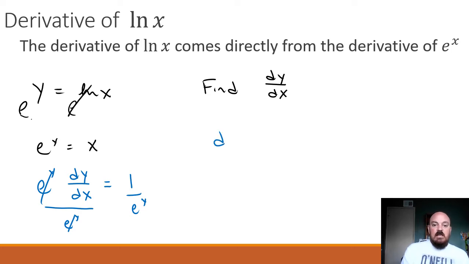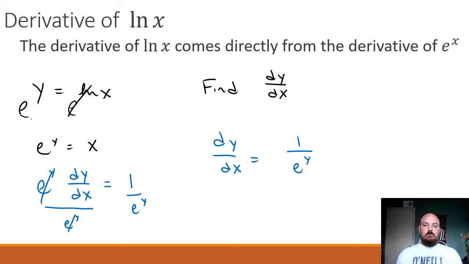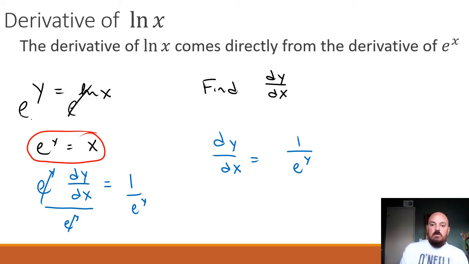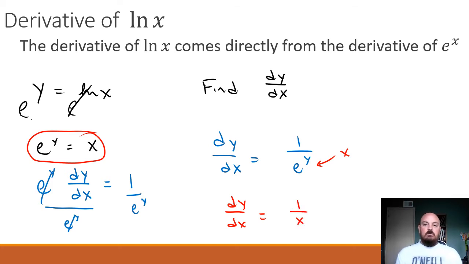So what I have right now, dy/dx, which is what I was trying to find, is 1 over e to the y. But we don't really want our answer in terms of y. We want our answer in terms of x. But fortunately, we have this nice easy substitution right here. I already know that e to the y equals x. So all you have to do is do that substitution. And for our final answer, what we get, dy/dx equals 1 over x.